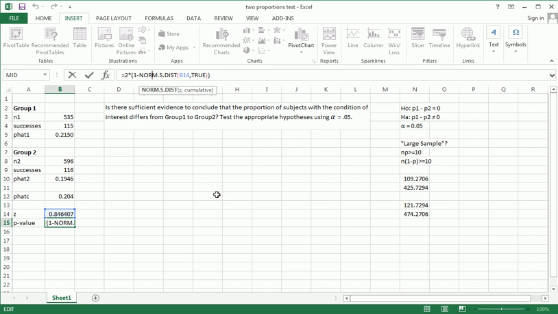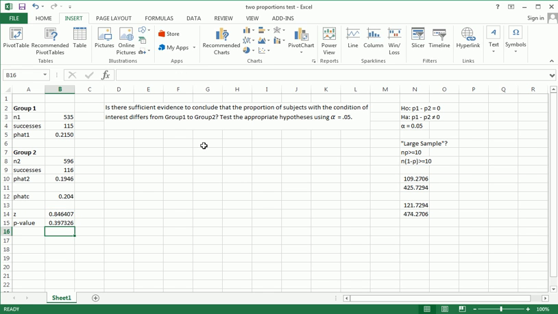So here, we're doing two tails. So that's where the 2 times comes in, we start out by doing 2 times, okay? Then we're doing 1 minus, and this is the function, NORM.S.DIST, okay? The first argument is your test statistic. The second argument is you put true in for cumulative, okay? And then you do 1 minus that in parentheses, and then you multiply that by 2.